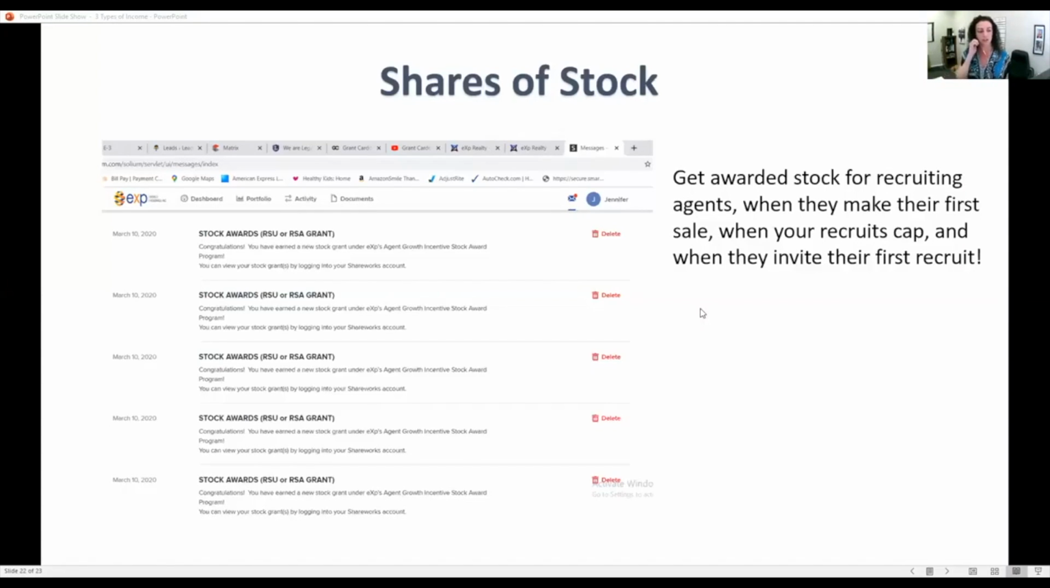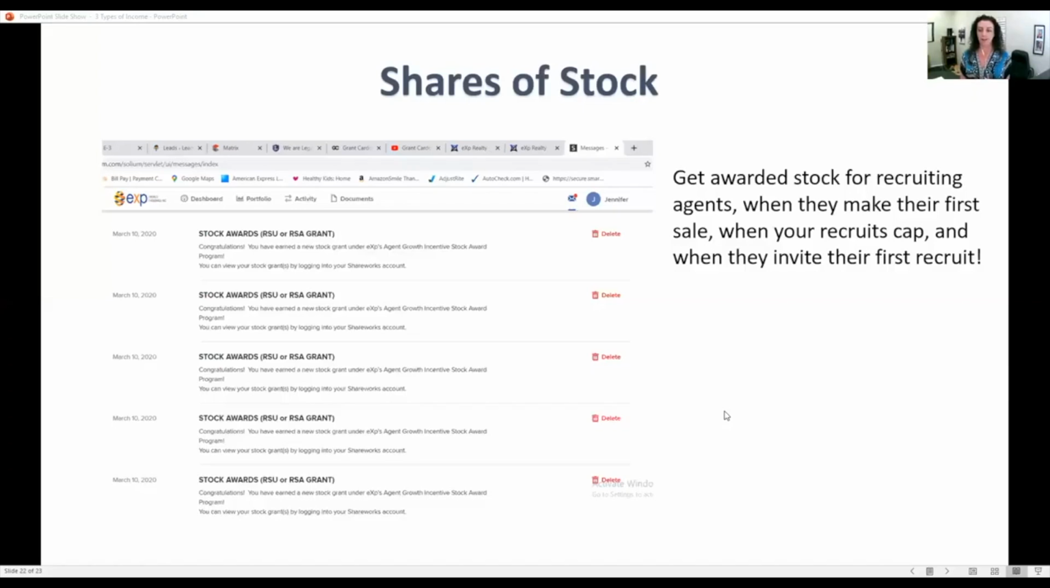Now I just started to realize, since I wasn't paying a lot of attention to my shares of stock, I'm actually getting awarded stock just for doing my job. So I'm already going out there recruiting agents. As soon as I recruit a new agent, I'm getting these stock awards. As you see, I just got these emails: stock award, you just got an incentive stock award from doing your job. So every time I recruit a new agent, I get stock.